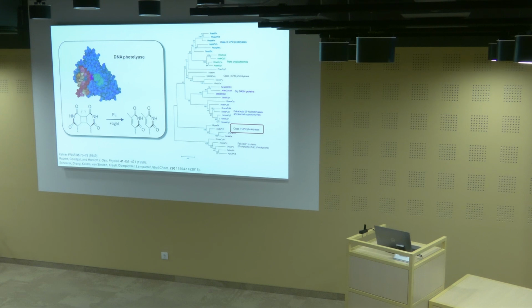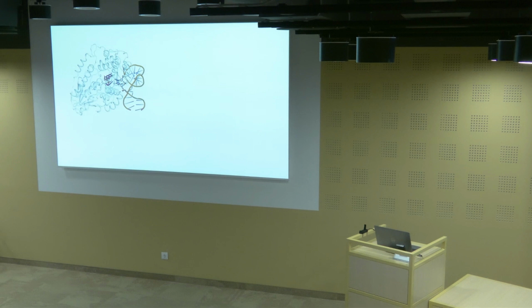And it's a so-called class 2 photolyase. You don't need to worry about this. This is just an evolutionary classification. But the main point is that, in some of the numbers, the timescales and stuff that I'm going to talk about, there is some variation between these different systems.